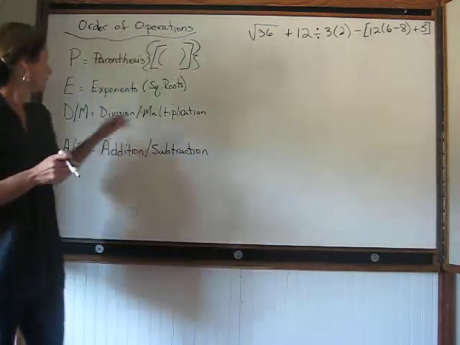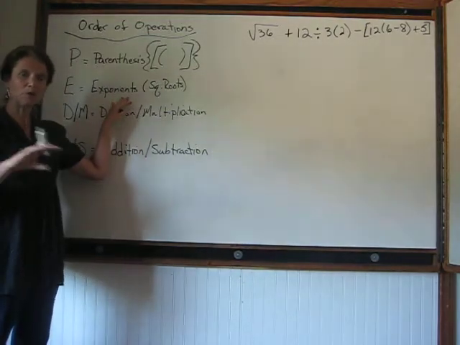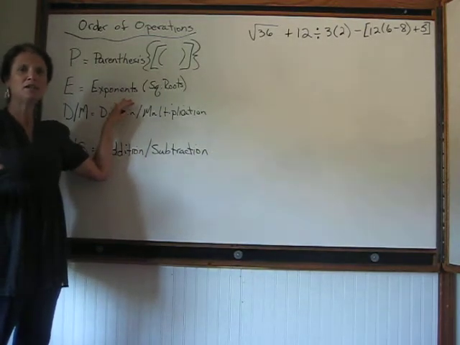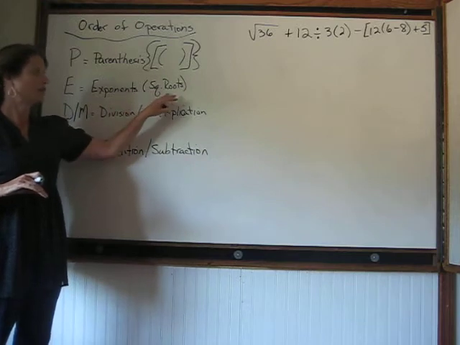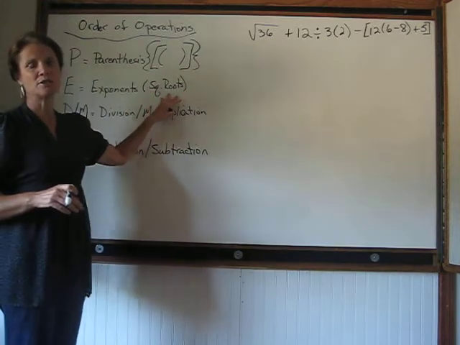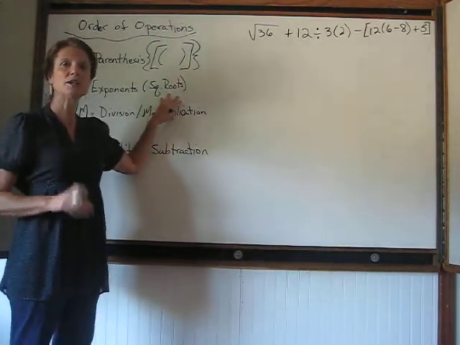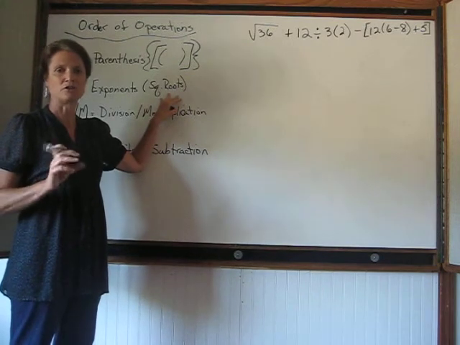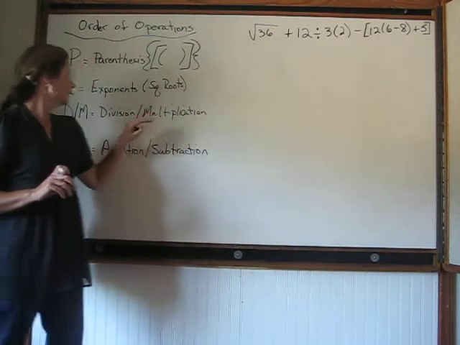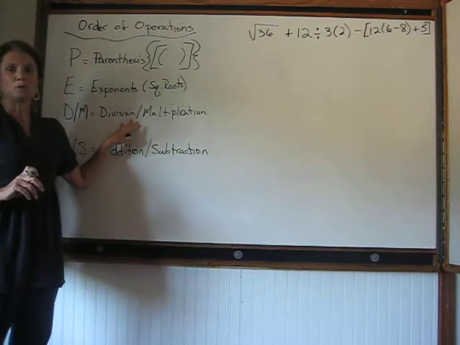The second step is exponents. We go through our problem and we look for any term that has an exponent on it. Now we're also going to throw in square roots in this category because square roots are just inverses of exponents. So they're just another version. Then the next step is division and multiplication.